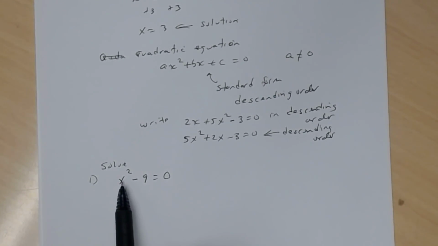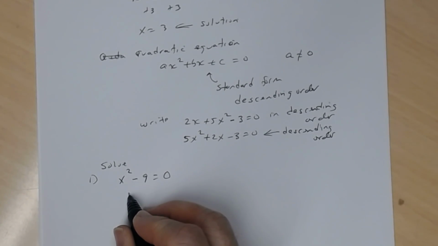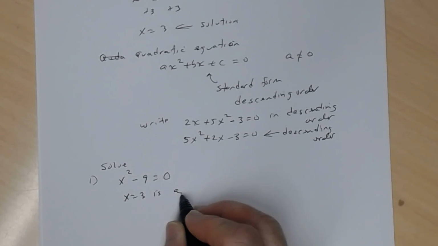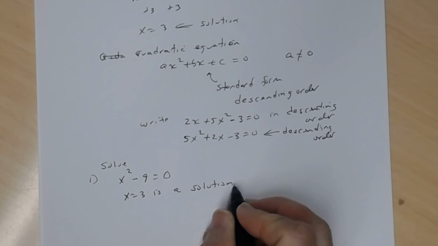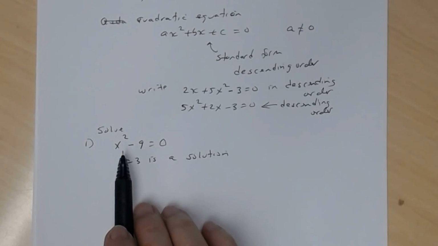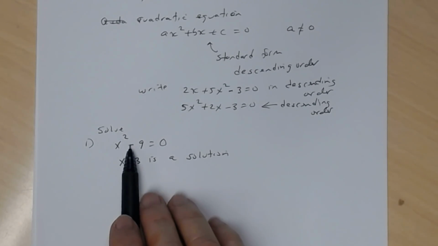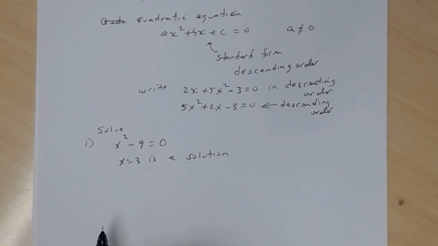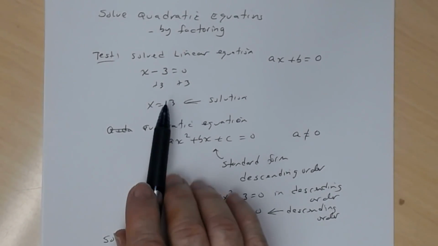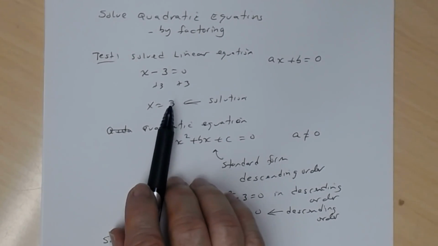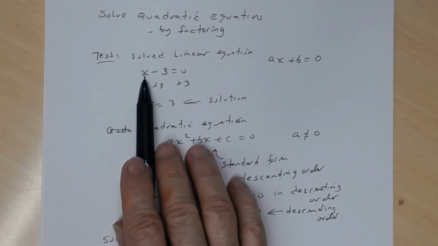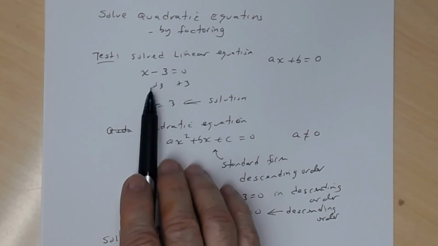Okay? So you can look at this and notice that if x is 3, so x equals 3 is a solution. All right, x equals 3 is a solution, because when I substitute 3 into the equation, I get 3 squared is 9, 9 minus 9 is 0. So that's a solution. But can you think of another solution? Is this the only solution? So remember, when we solved this linear equation, that was only one solution. That 3 was the only number. 3 is the only value of x that will make this equation a true statement.